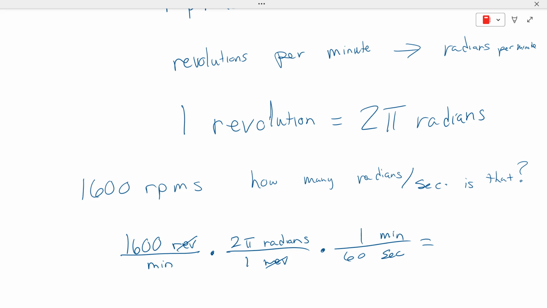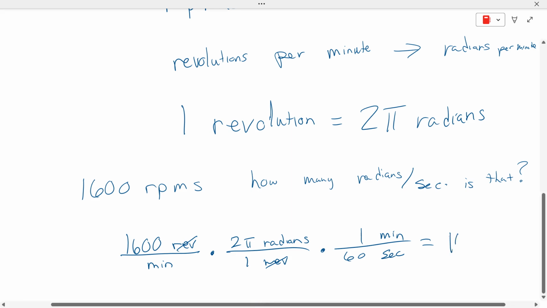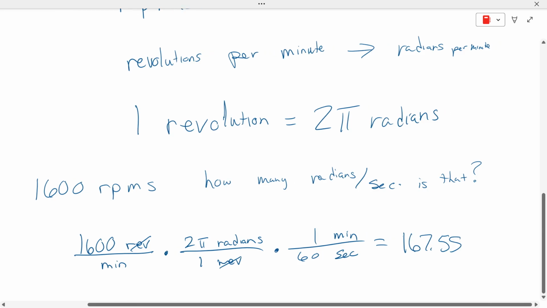What'd you get, Molly? You don't know. Something into your calculator, but you don't know what it is. What'd you get? No, that's good enough. Everybody get 167.55?